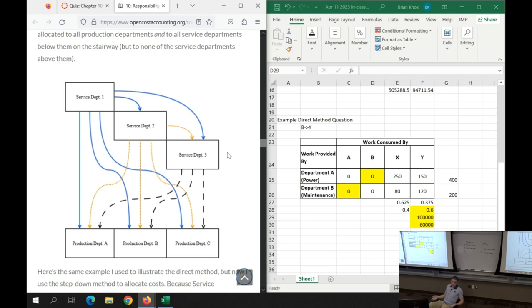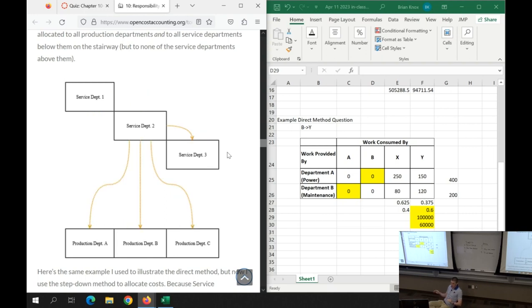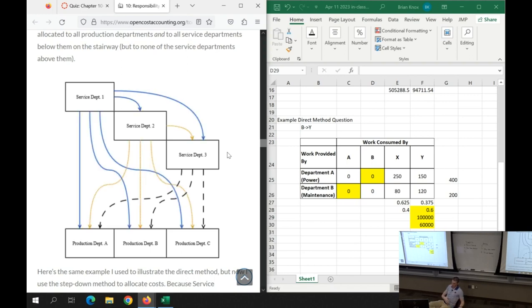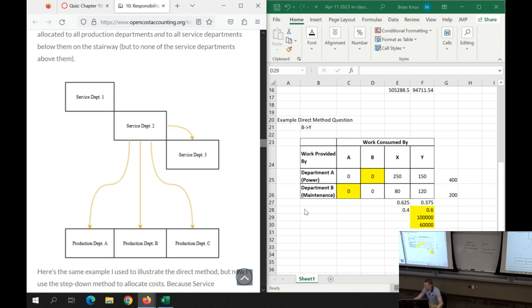Now that should sound familiar, because that's what we did just a second ago in the direct method. In every situation we use step-down method, the bottom step service department does the same thing as what we just did in the direct method. It ignores any interdependency because every other service department is upstep, so there's no chance for interdependency. It's going to ignore it. And we're going to do a modified version of exactly what we did before.